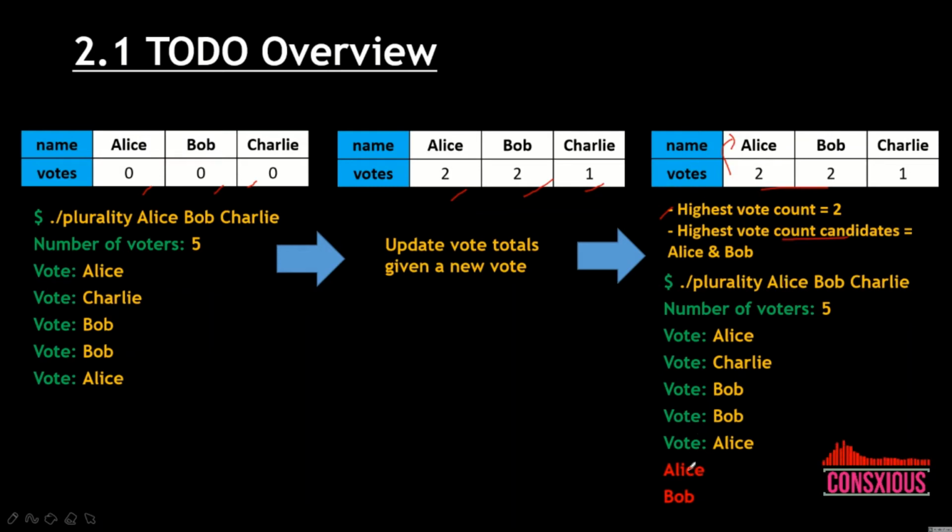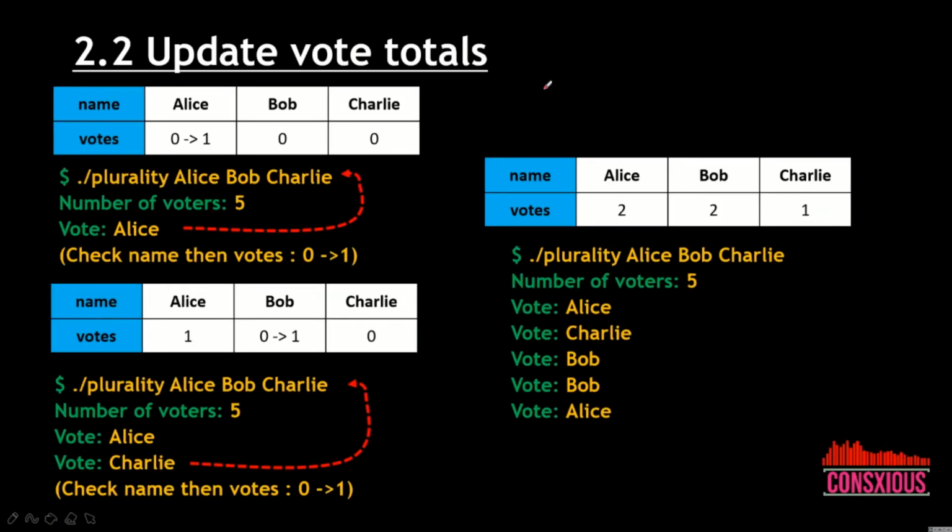Right? So this is how the program finds Alice and Bob. These three steps are what we're going to construct in the program code. First, we have to update the vote count, the vote total. So something like that, we type /priority Alice, Bob, and Charlie. Number of votes is 5.